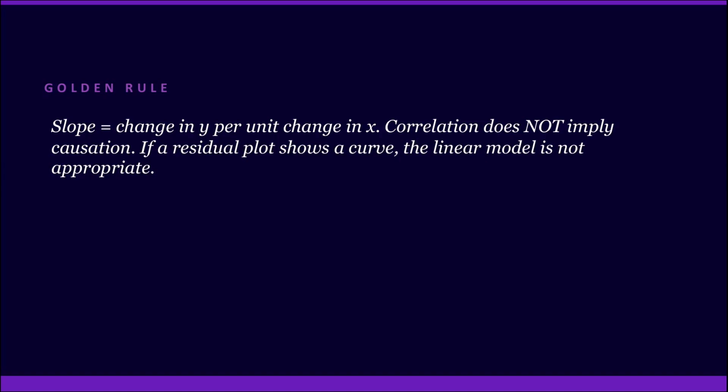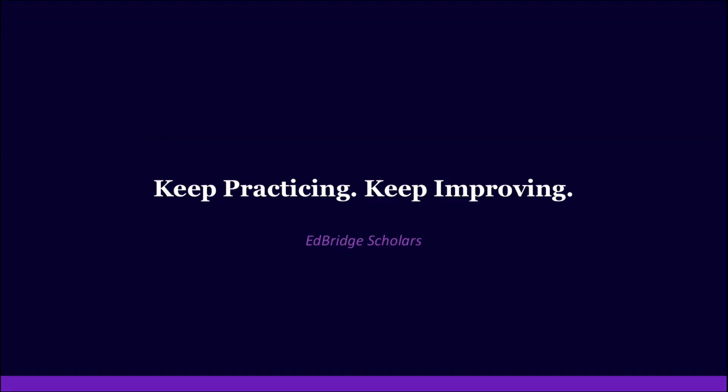So the golden rule is just remember slope is change in y per unit change in x, and correlation doesn't imply causation, and if a residual plot shows a curve, that means the linear model is not appropriate.